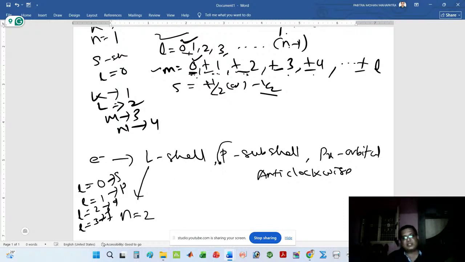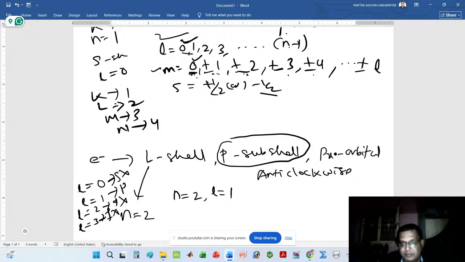Here the p subcell is given. The electron is present in the p subcell. So don't think about the s subcell, the d subcell, or the f subcell. Since here the L cell is given, I can write n is equal to 2. Since the p subcell is given, I can write l is equal to 1.